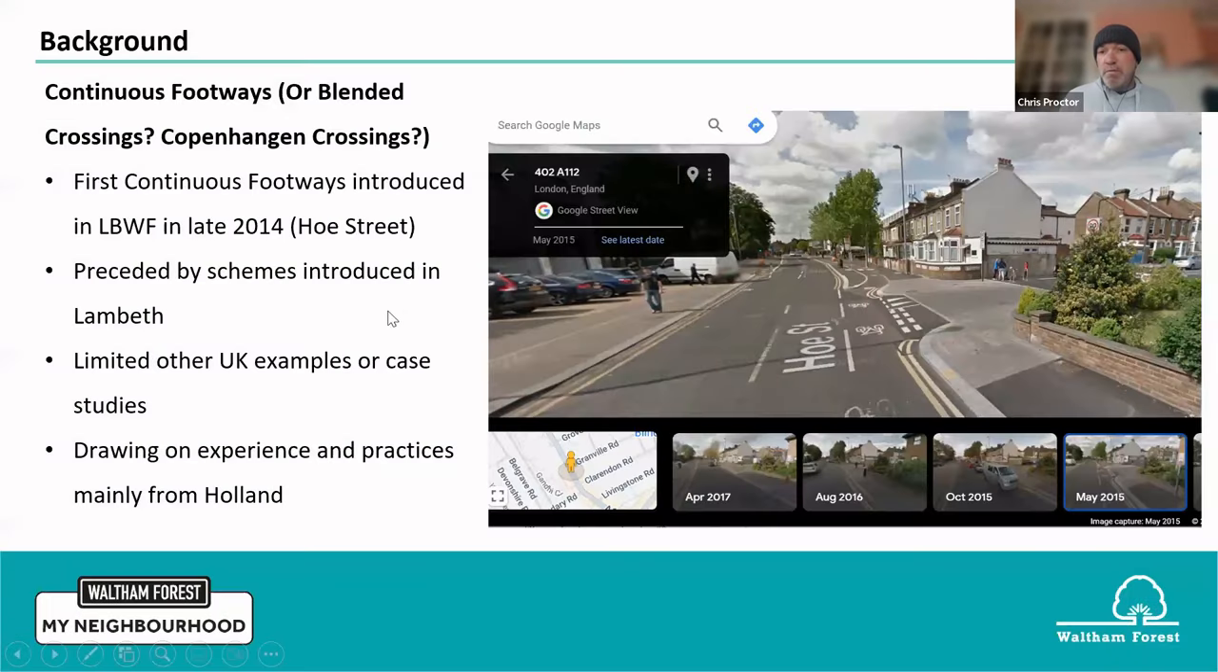So Waltham Forest, bit of background context. First two or three were introduced on Hoe Street, for those that know Waltham Forest, which is a main north-south corridor in the centre of the borough, in late 2014. They were preceded by ones that John's team worked on and delivered in Lambeth prior to that. But as far as I'm aware and we're aware, there aren't too many prior examples in the UK. So there's limited evidence and examples to draw upon.